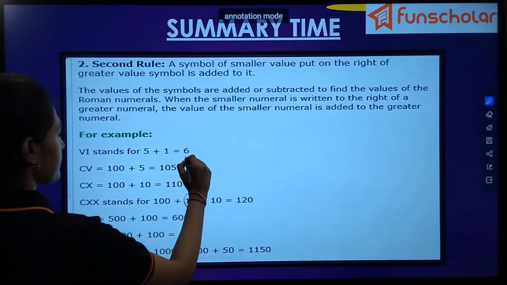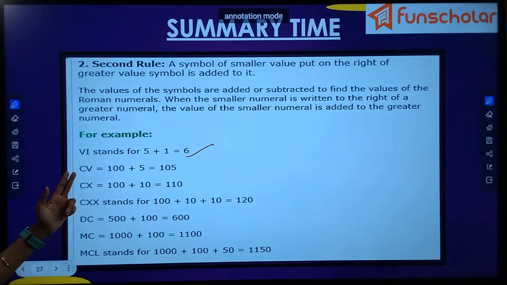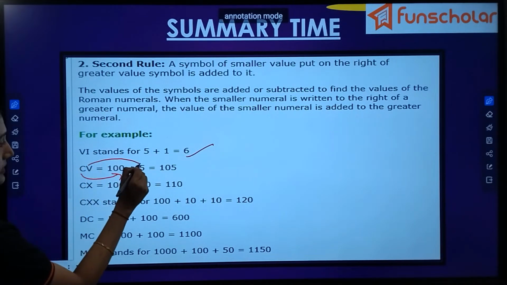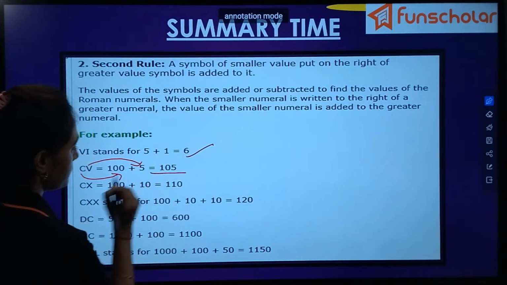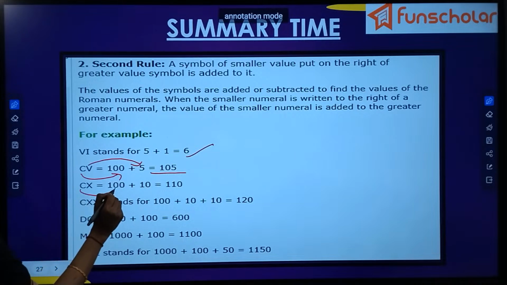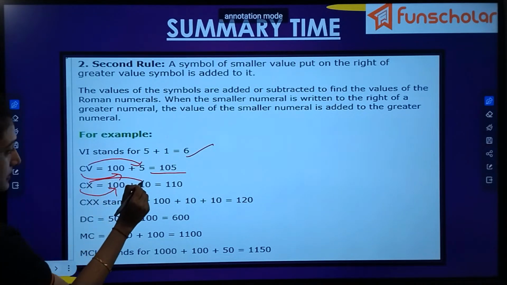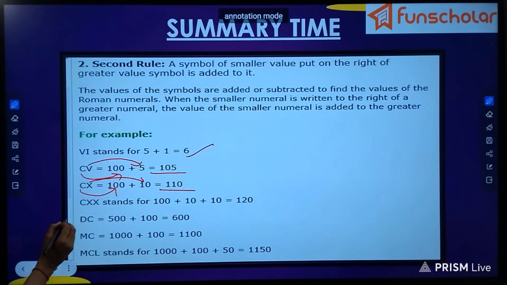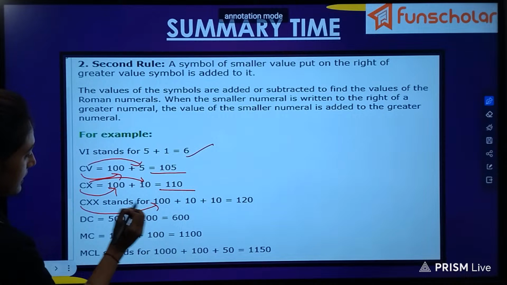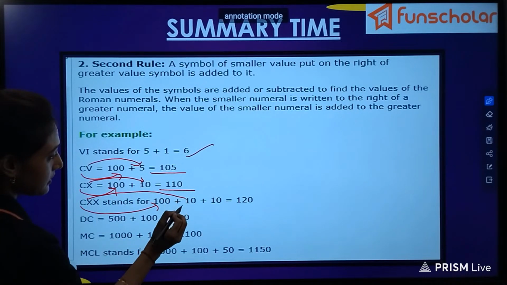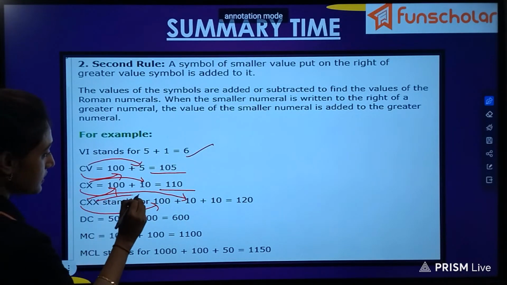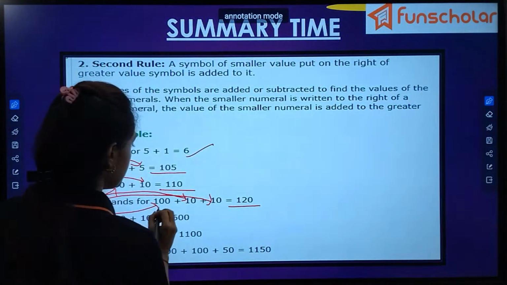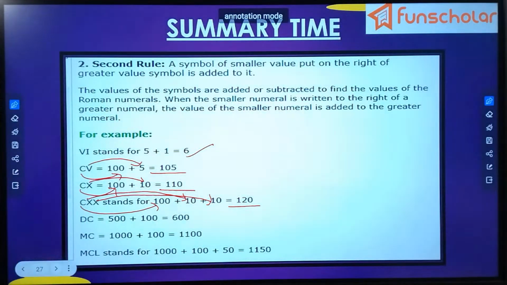This you have done. Now see, it is written 100. C represents 100, V represents 5, so it becomes 105. C represents 100, X represents 10, so it becomes 110. CXX: C represents 100 and each of the two Xs represents 10, so it becomes 100 plus 10 plus 10, 120.